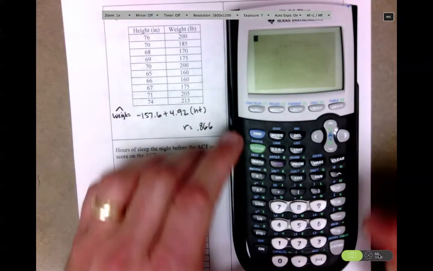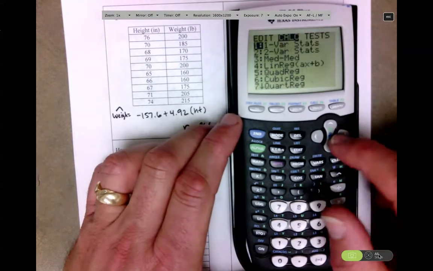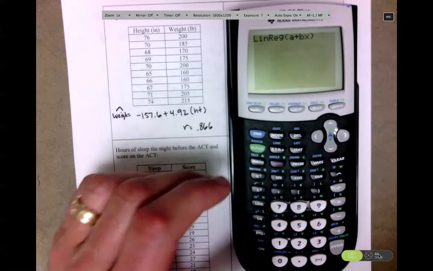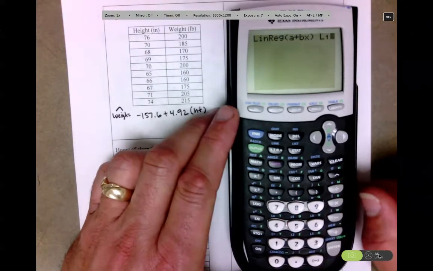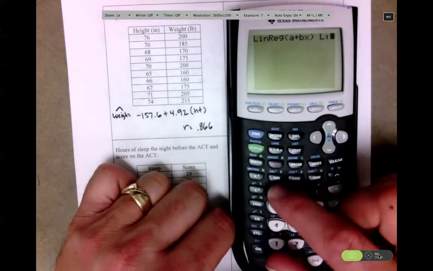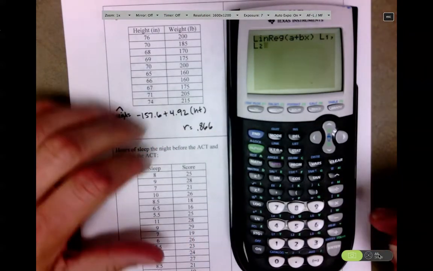All right, so now that again was stat, calc, arrow down to number 8, or you can just type in 8. And then I want list 1, and then I got to separate this with the comma. The comma is right above the 7 on the keypad. So list 1 and then list 2. All it is is where my x's are and where my y's are.